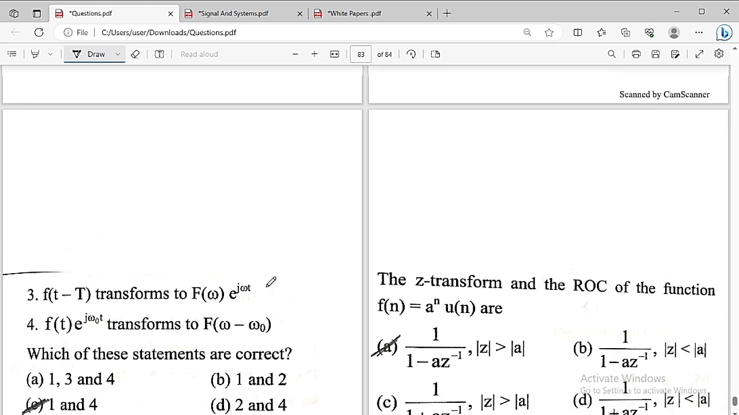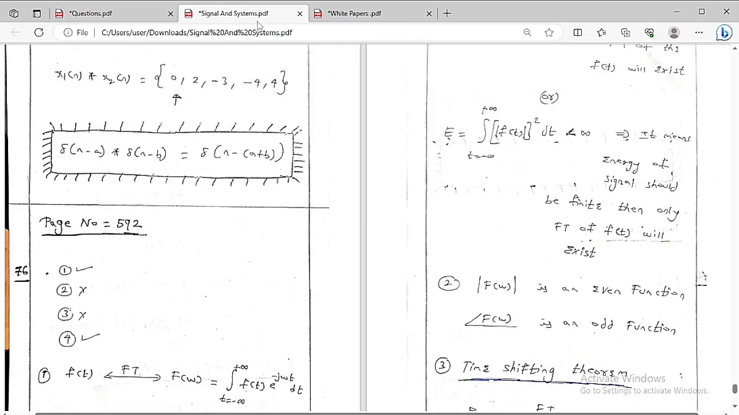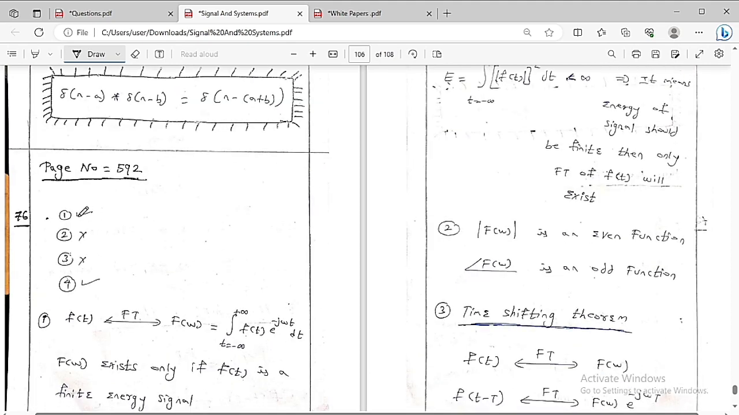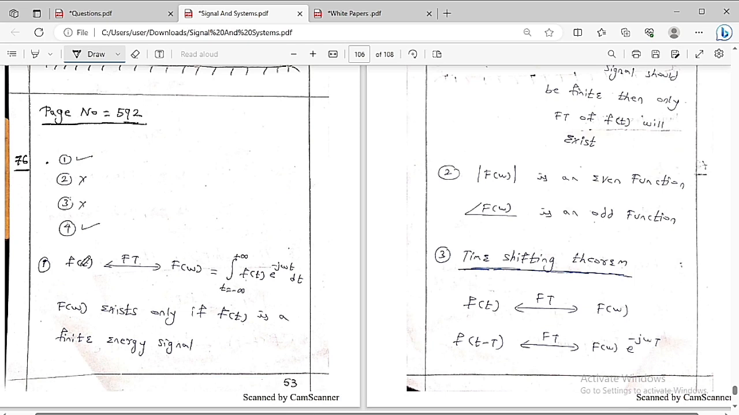So now we'll discuss why it is like this in a very detailed manner. We can see statement 1 and statement 4 are correct, while statement 2 and statement 3 are wrong. So now we'll discuss why it is like this.